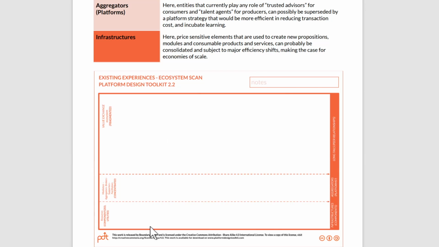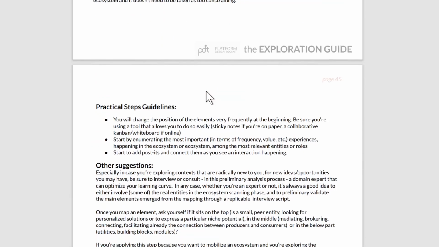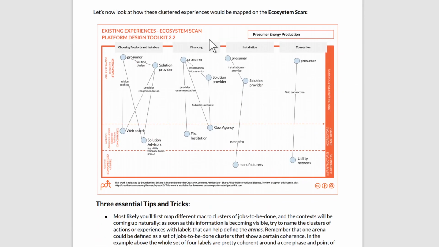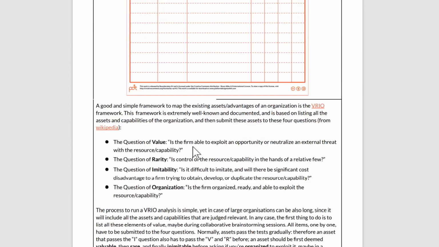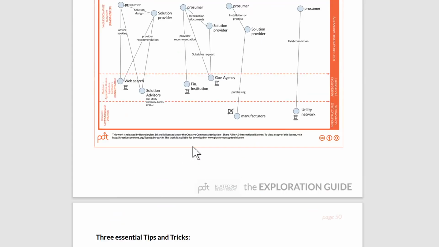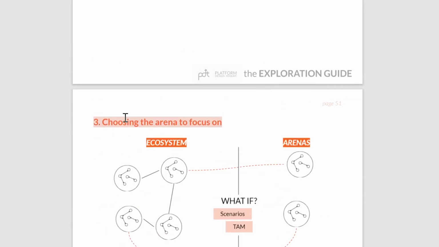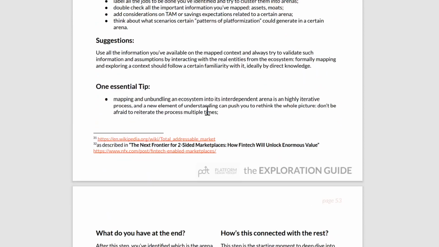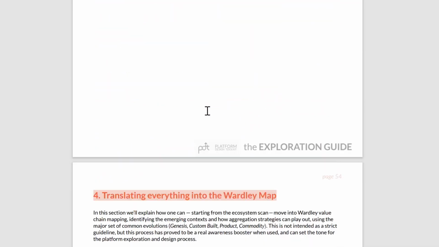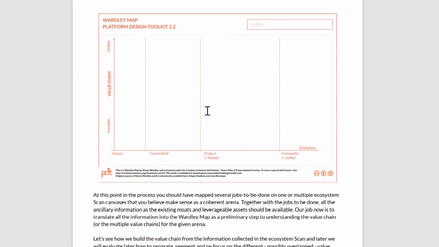And so basically we map what is happening in the ecosystem, and this is, as you can see, compiled, and then you move into choosing where you focus. There are some heuristics that we present in the document, but after you understand where you want to go deeper, then you move into mapping the value chain.